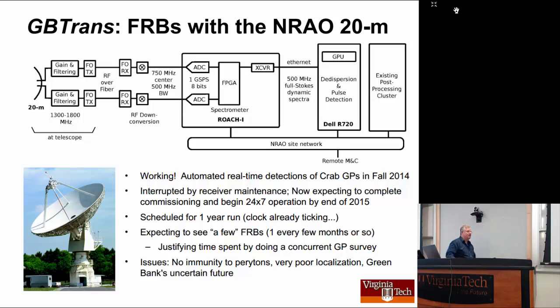But we have some issues here. We have no immunity to perytons. It's just this one dish. If we see something dispersed, we see it dispersed. We know what we were pointing at, but we can't prove that it wasn't a microwave oven or something else. So that could be a little bit of a problem. But neither could Parkes, so we're no worse than anybody else. Very poor localization. This beam is even fatter than the beam at Parkes or Arecibo. It's about 1.5 degrees wide at L-band. So localization is not an option here. The best we can hope for is bright FRBs, so we can do the scattering and polarization thing.